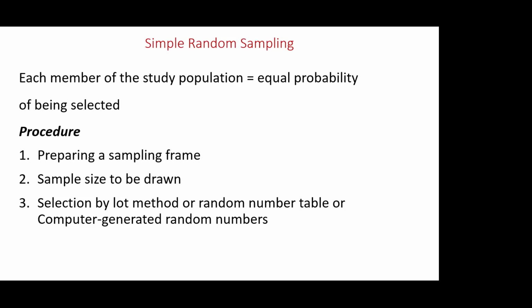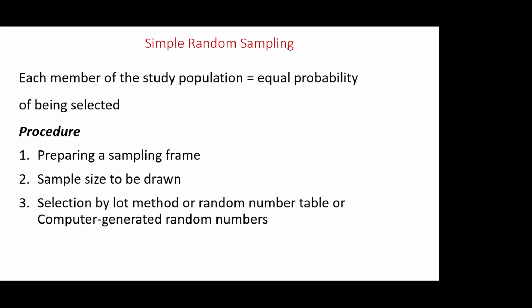That is the population from which we are going to draw the sample. We have to know each of the units or some way of identification of each of these units. Then we calculate the sample size, and then we select the sample from that either by lot method or using random number tables or computer generated random numbers.